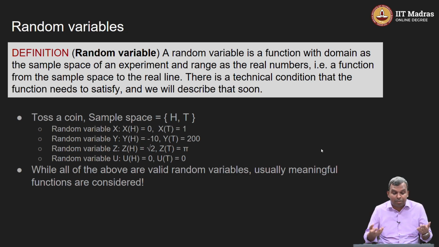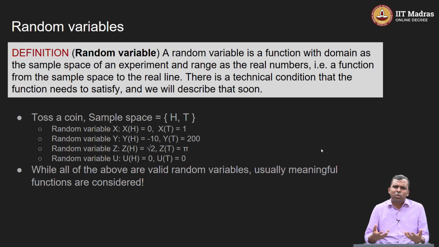Okay, I have an experiment. I'm tossing a coin. The sample space is H comma T, isn't it? Heads and tails. Now I can have a variety of random variables here. I can have a random variable X, which maps H to 0 and T to 1. That seems like a natural and simple way to define the random variable, and that's not necessarily the only random variable, right? I could come up with a random variable Y, which takes heads to -10 and tails to 200.